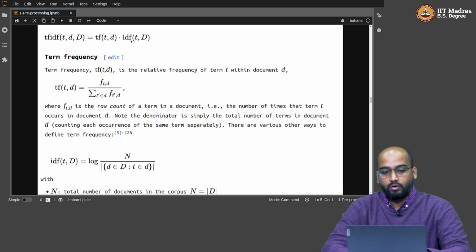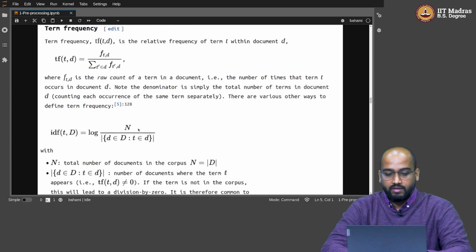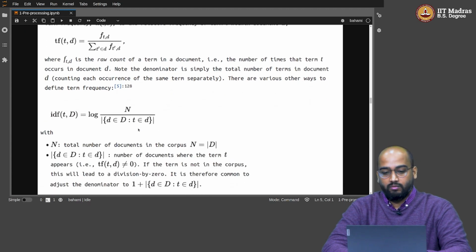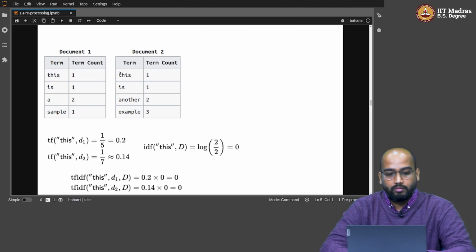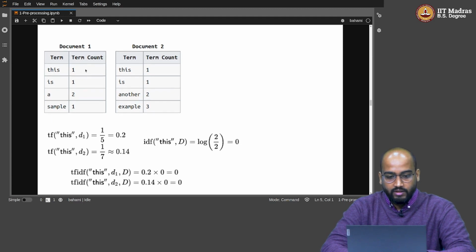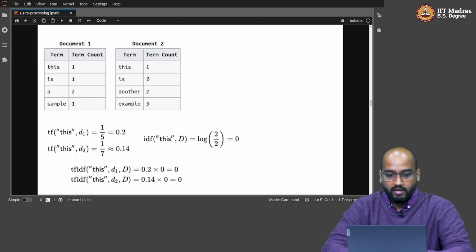So TF-IDF has 2 components. One is term frequency and one is inverse document frequency, right? So let's look at an example that would make things much more clear. You have 2 documents, you have tokens and their relevant counts. You can see that the token this has occurred across both the documents. So the term frequency is how many times that word occurred divided by the total number of tokens in that document. So it will be 1.5, and it would be calculated similarly for document 2 as well.